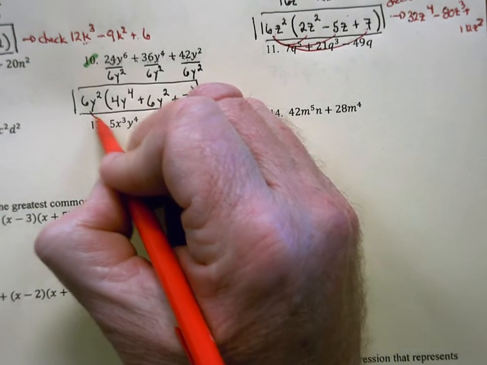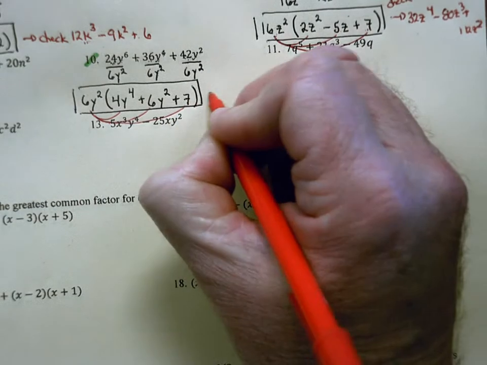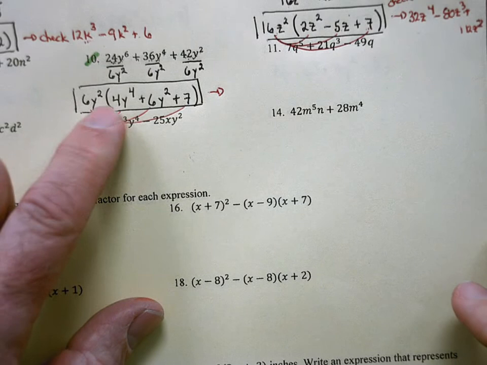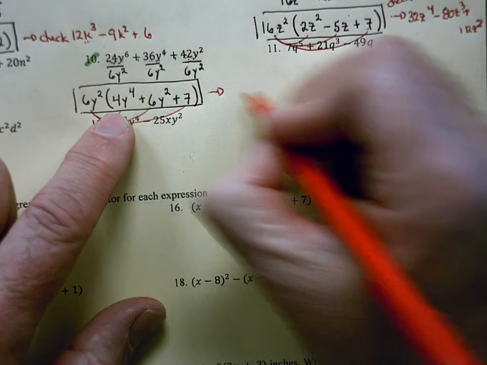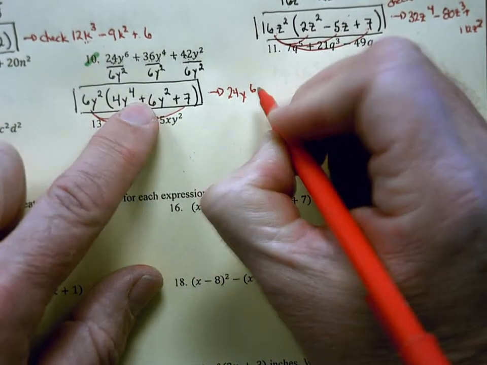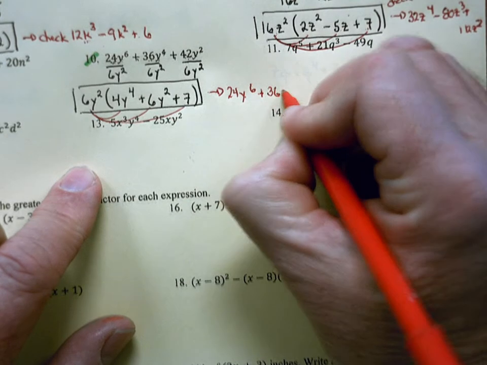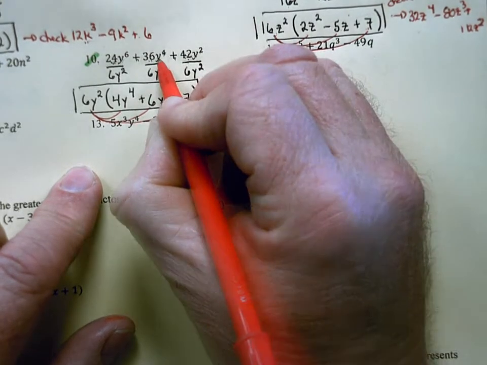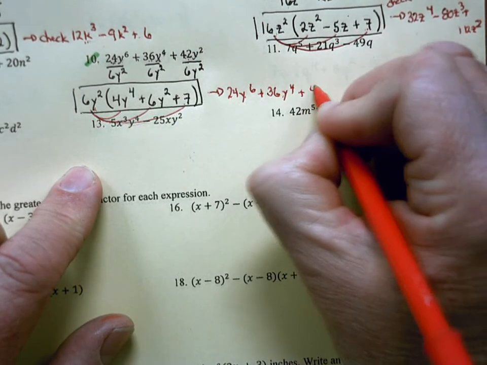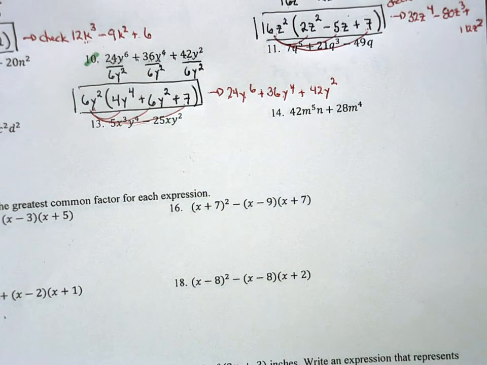Okay, let's check our answer by distributing the greatest common factor out to see if I end up with the exact same expression that I started with. So 6y to the second times 4y to the fourth is 24y to the sixth. That checks out right there. Plus 6y to the second times 6y to the second is 36y to the fourth. So that checks out with the second term. Plus 6y to the second times 7 is 42y to the second. So you could see my answer checks out and I'm good. Okay? All right, we're done.